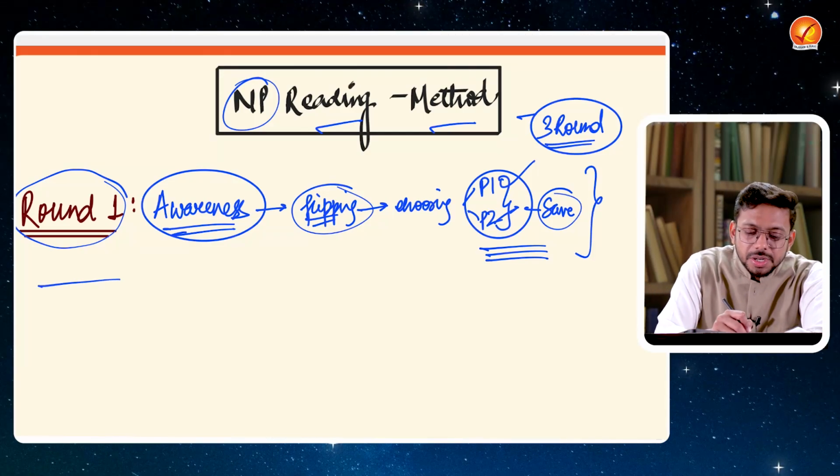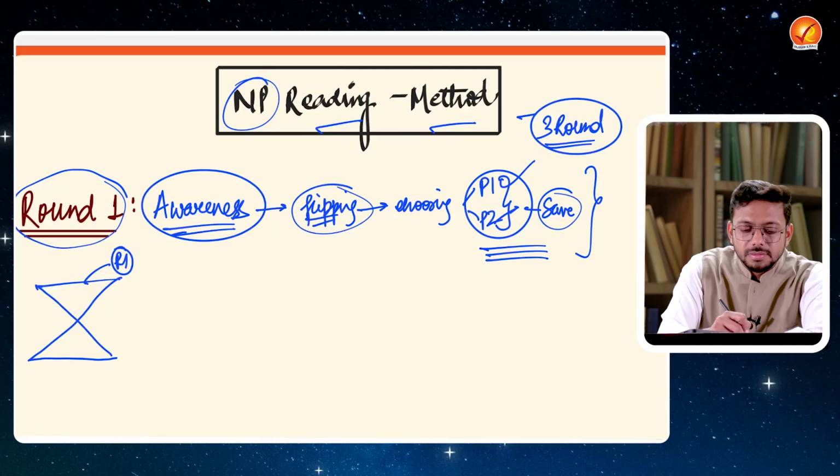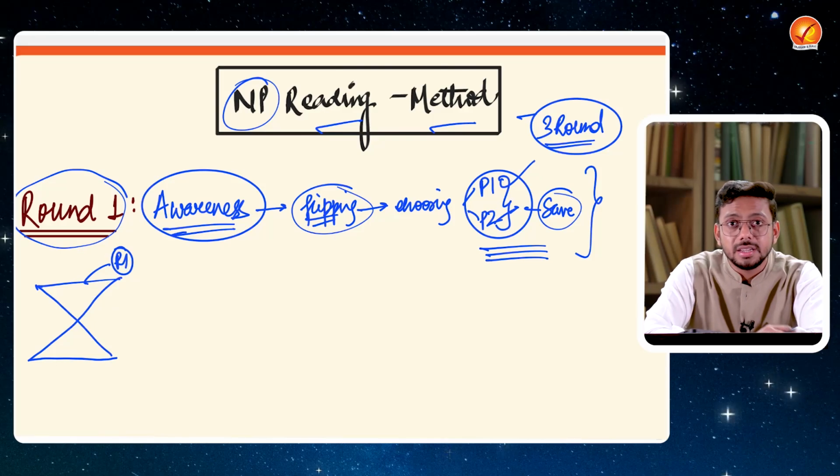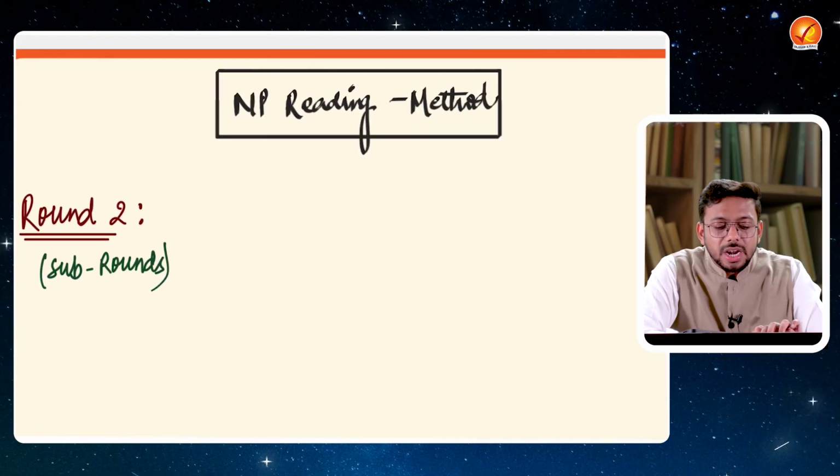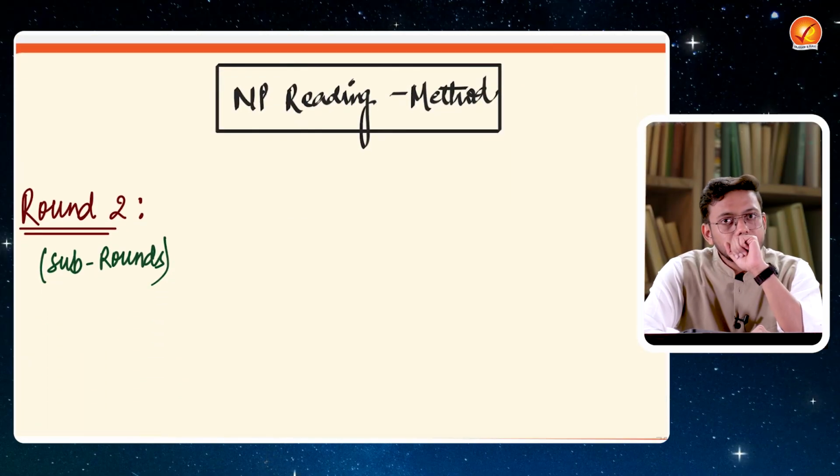So I'll explain this particular diagram at the end of these rounds, but you are at round 1. I'll explain this diagram at the end, at round 3. Fine. Next is round number 2 for the newspaper reading.